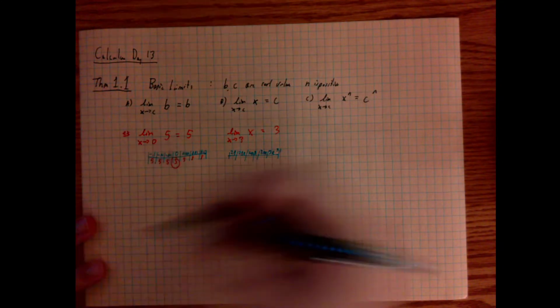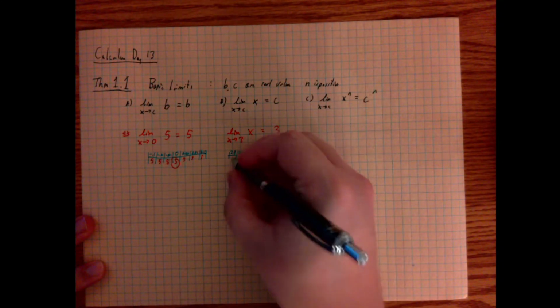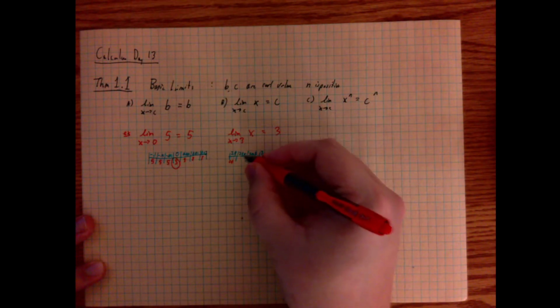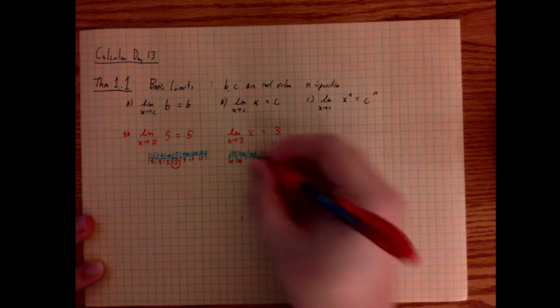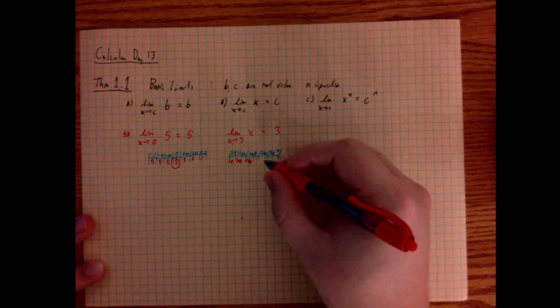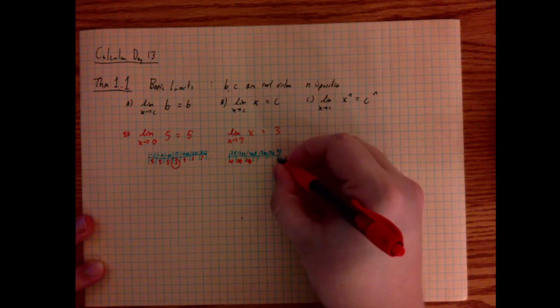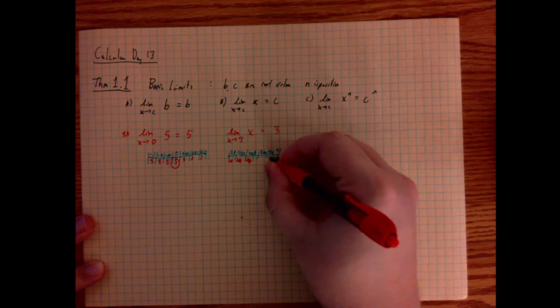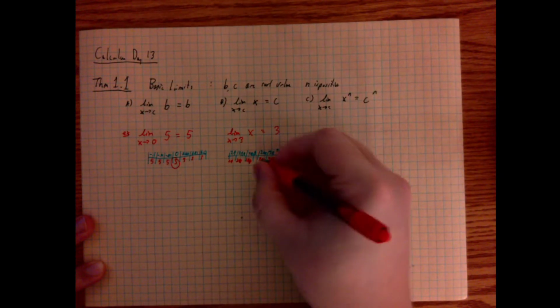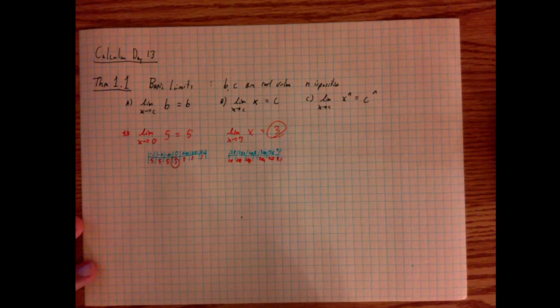But if it's just x, then when I plug in 2.9, I'm going to get out 2.9. When I plug in 2.99, I'm going to get out 2.99. When I plug in 2.999, I'm going to get out 2.999. And on the top side, if I plug in 3.1, I'm going to get 3.1. If I plug in 3.01, I'm going to get 3.01. And 3.001. So you can clearly see that these are merging at 3.